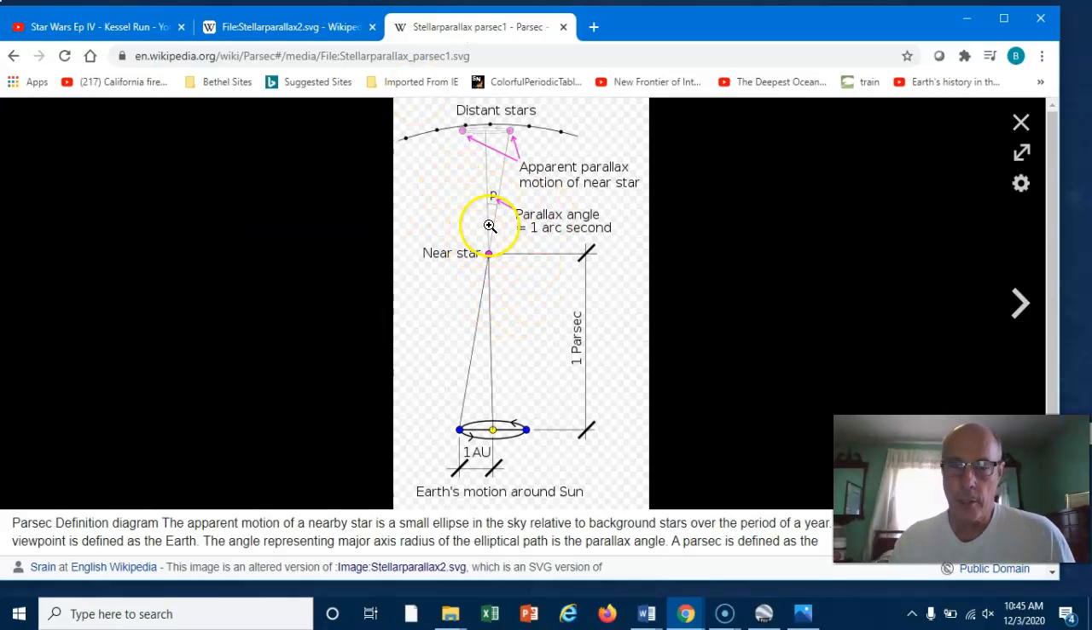I won't expect you to know this, but here's Earth as it's traveling around the sun. There's that distance that the Earth is from the sun, 1 astronomical unit, about 93 million miles. And here's a near star. If you were to draw a line from Earth to the star and from the sun to the star, and then extend that beyond, and if the angle between those two lines is 1 arc second, so in every degree there are 60 minutes of angle, and in every minute of angle there are 60 seconds of angle, then that star would be said to be 1 parsec away.